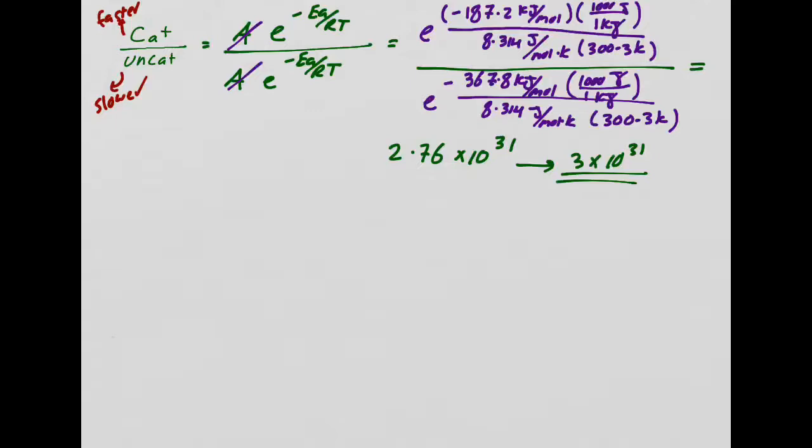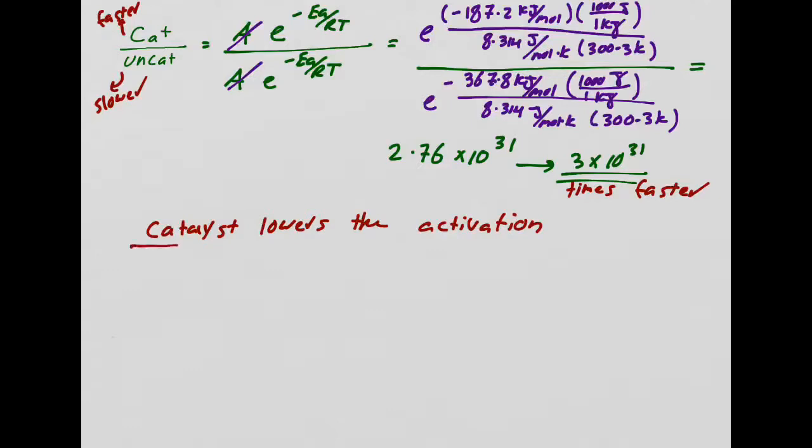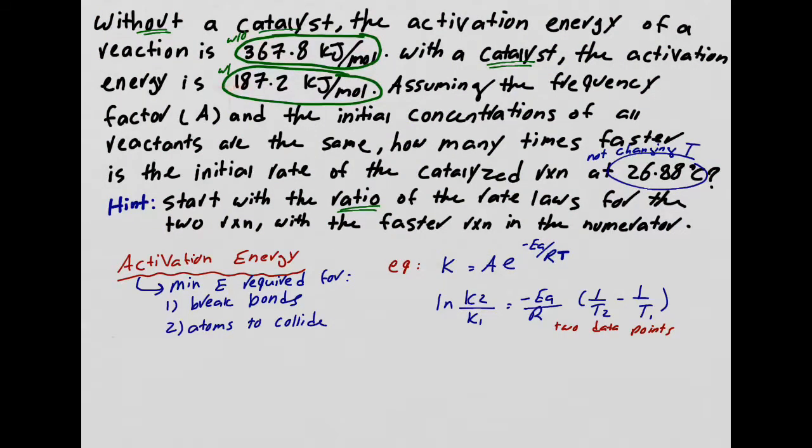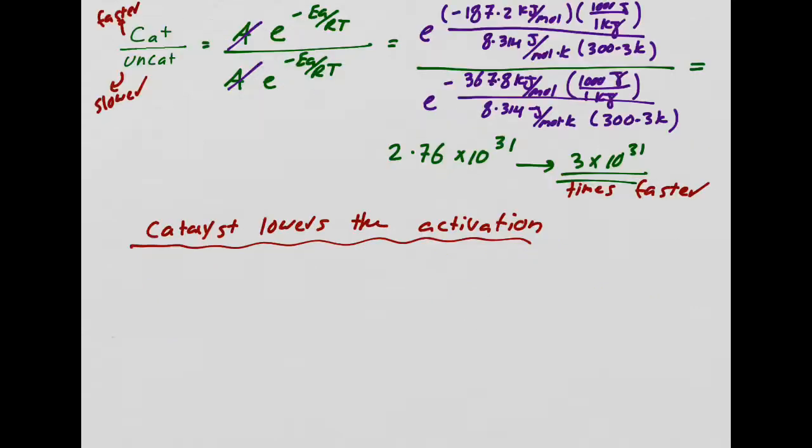What does this number mean? That means it's going to be 3 times 10 to the 31st times faster when you have a catalyzed reaction. That's crazy. It's so much faster. Can you imagine this? 3 times 10 to the 31st times faster than the uncatalyzed reaction. That's really, really fast. What this means is that the way catalysts work is that a catalyst lowers the activation energy. We're going to talk about this in a couple of lectures, but I want to introduce it here because it's kind of cool that you saw it with numbers. With a catalyst, the activation energy is so much lower, and the reaction is so much faster when that happens.